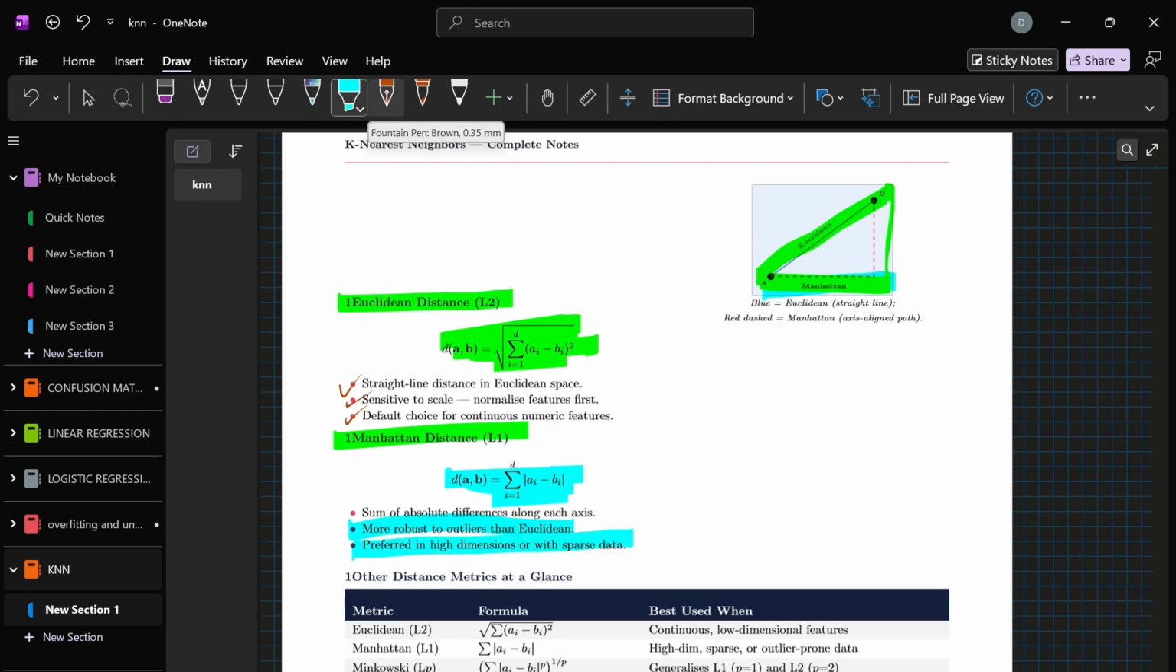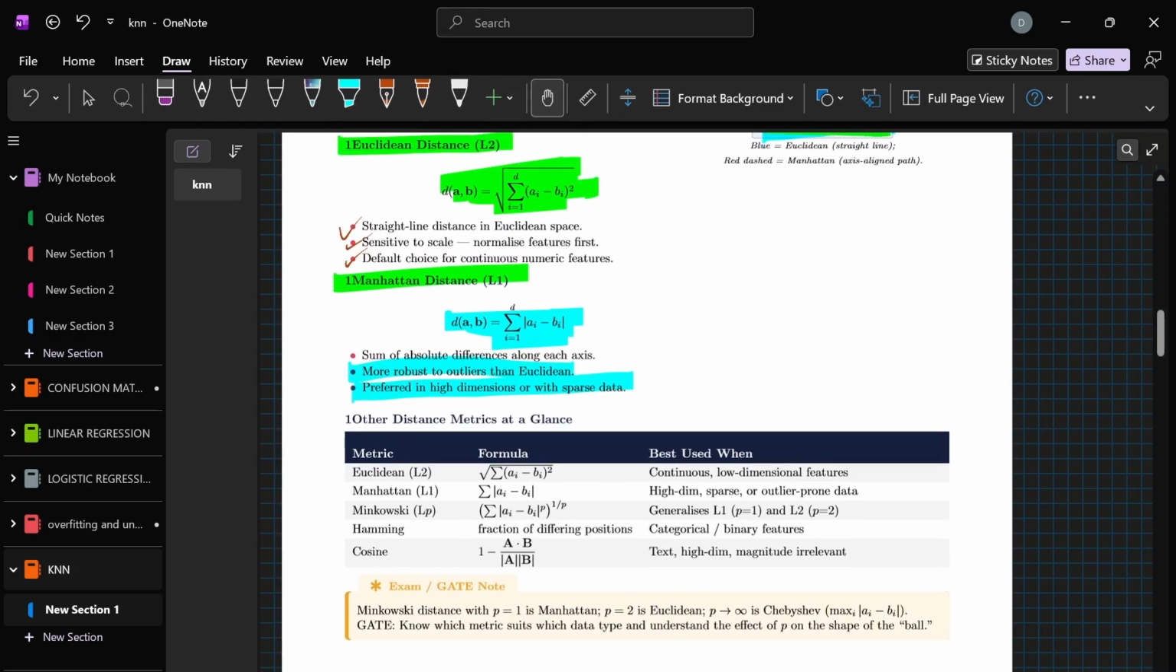There is one more general distance called the Minkowski distance, which is the general formula: you get the Manhattan when p equals 1 and the Euclidean when p equals 2. As p goes to infinity, you get the Chebyshev distance, the maximum difference along any single axis. But for now we'll look at these two metrics.